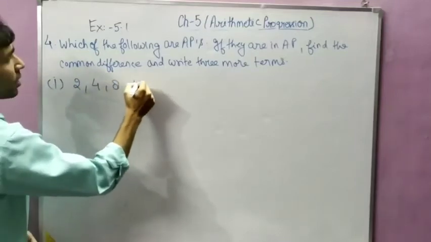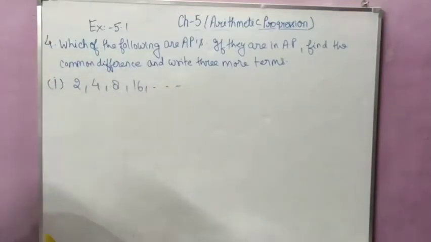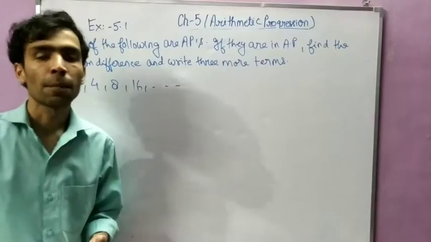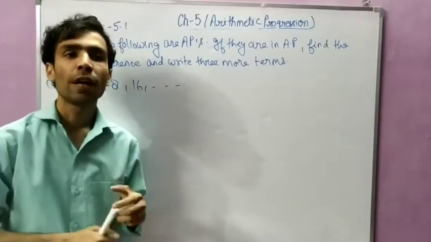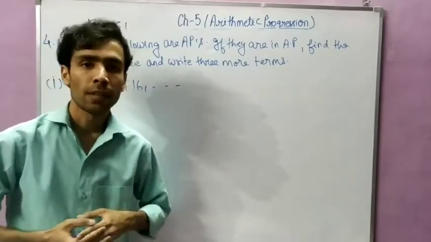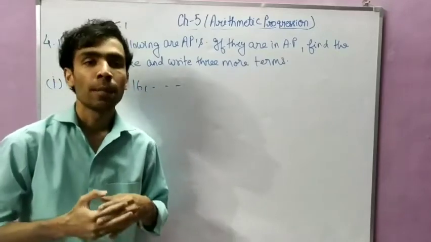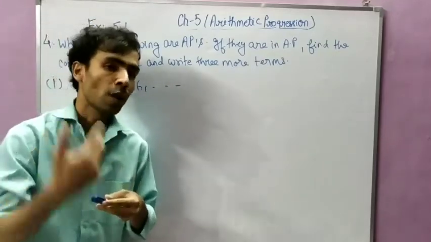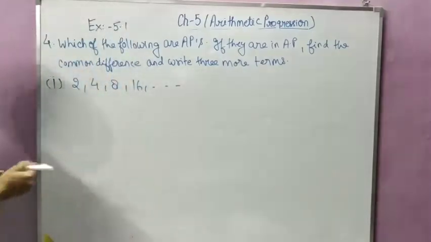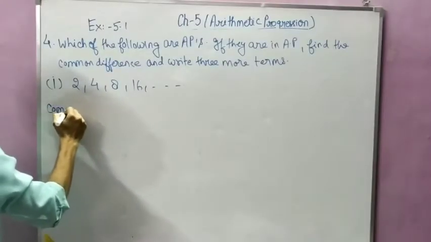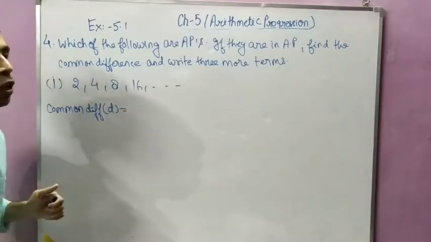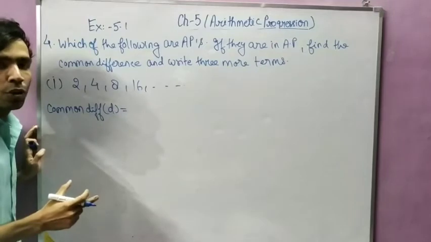4, 8, 16, dot dot dot. You have to check whether this sequence is in AP or not. For AP we have to check with the help of common difference. Whenever you have to check whether a given sequence is in AP or not, you have to calculate its common difference. If the common difference comes the same, meaning it is constant, then it will be in AP. If it is not constant, then it will not be in AP. So first we will find the common difference, denoted by D. And how do we calculate common difference? It is the difference of any two consecutive terms.